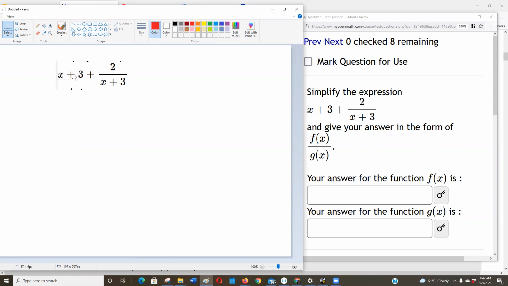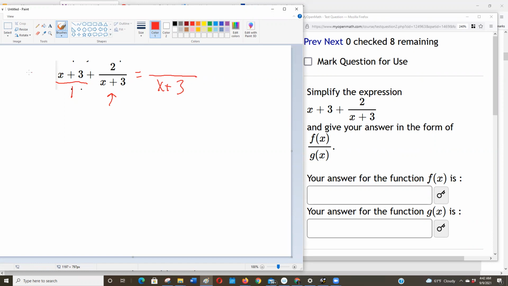So I'm going to put this over 1. Now I look at 1 and x plus 3, not that top x plus 3, and ask myself, what's the common denominator? Well, it's going to be 1 times x plus 3, or in easy speak, x plus 3, right? Because the 1 doesn't matter.